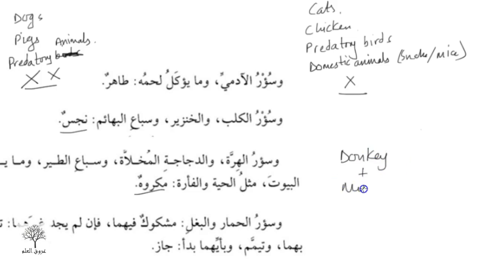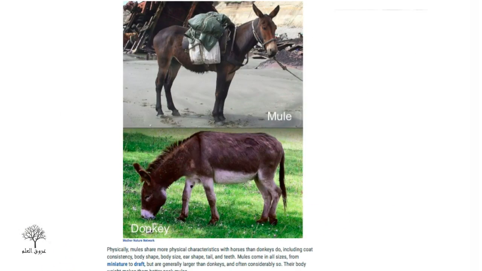Okay. And donkeys finally, and mules. Anyone know the difference between a donkey and a mule? Any ideas? Right, so let me show you an image of a donkey and a mule. So here's a donkey and a mule. As you can see, top one's a mule, bottom one's a donkey. Mule actually looks more like a horse. Donkey looks more like a donkey.